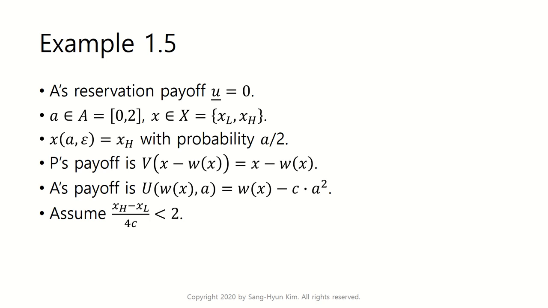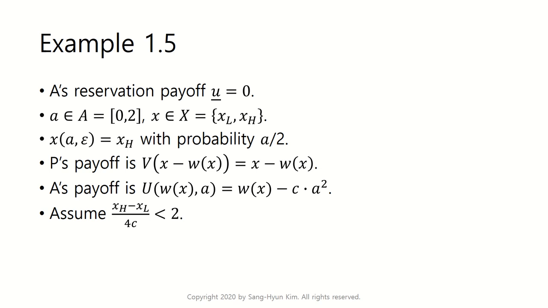So the agent's reservation payoff is 0 as before, but the agent's action space is now continuous. Previously in example 1, the action space was discrete, so the action that could be taken was just 0 or 1 or 2. So the action could be only 0 units of effort or 1 unit of effort or 2 units of effort. But now the agent can choose any number between 0 and 2. Which means we can use calculus if we want.